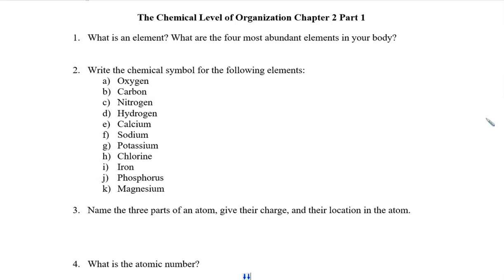So what's the difference between an atom and an element? Well, an atom is one single thing. An element is a bunch of atoms put together, but they're all the same type, such as all carbon or all oxygen, all nitrogen, etc. So an element is only made of one type of atom.